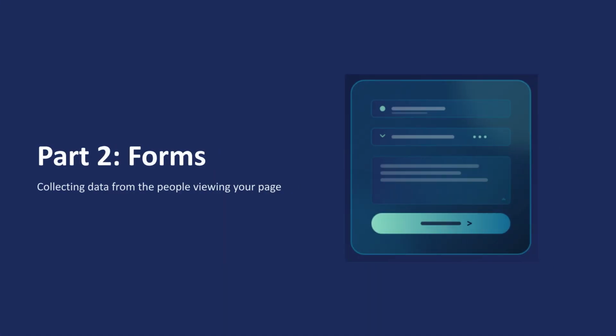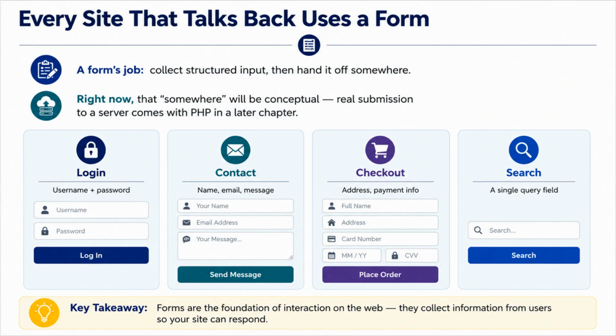Part divider into forms. A form's job, stated simply: collect structured input, then hand it off somewhere. Four form categories students will recognize instantly: login, username plus password; contact, name, email, message; checkout, address, payment info; and search, a single query field. Land the important scoping note for this chapter directly.